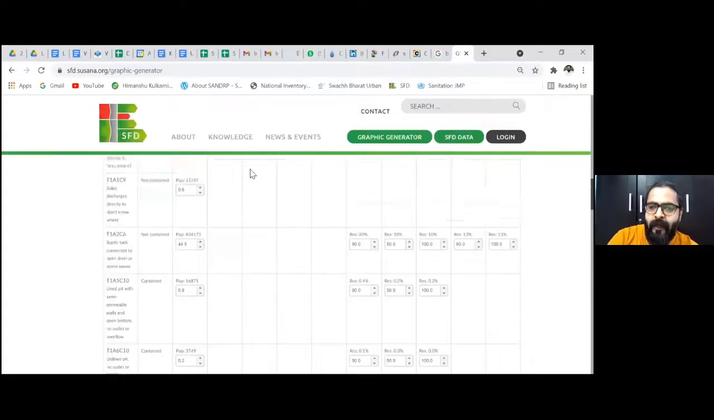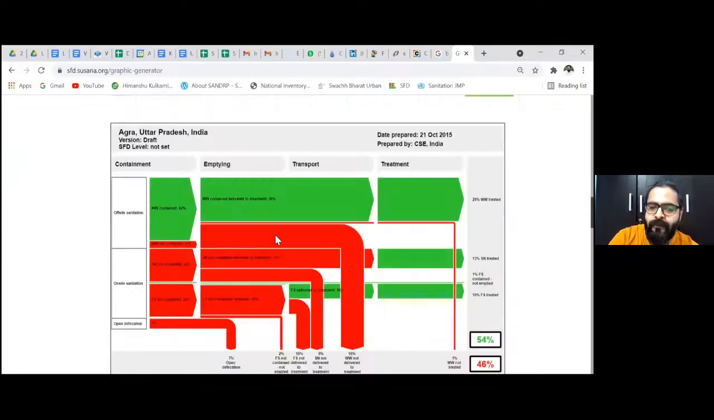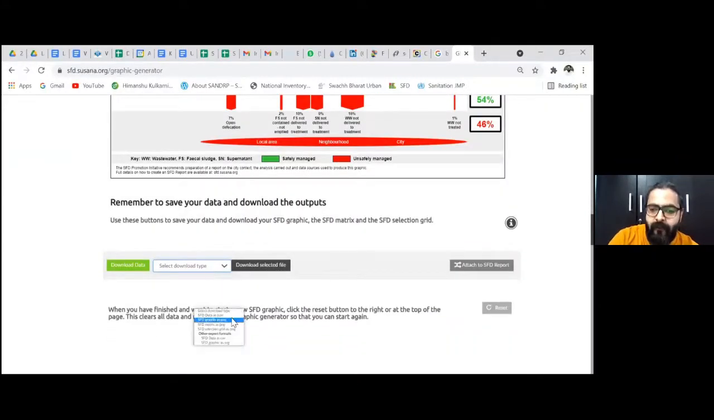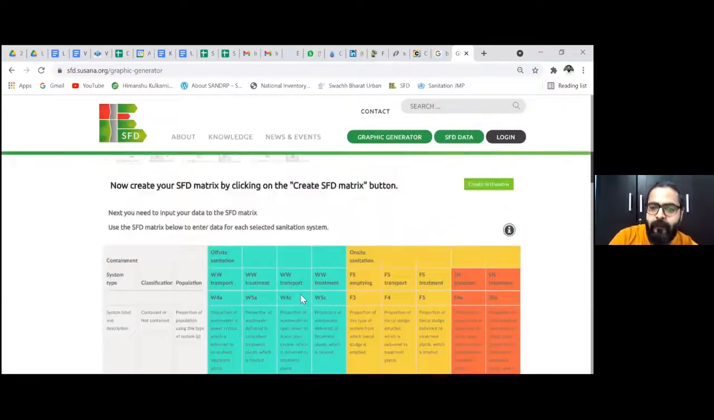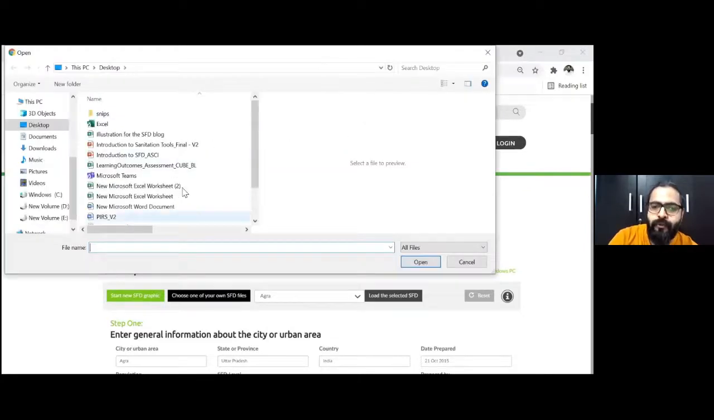Let's say you tried to enter data, but you could not complete it. You can always download a JSON file, which means you can open this JSON file and start from where you left off. You can also download a graphic as a PNG, but if you download your JSON file, you can reopen it in this software. Right at the top, it says choose one of your own SFD files. Once you do that, you can just choose your JSON file, and that's about it.